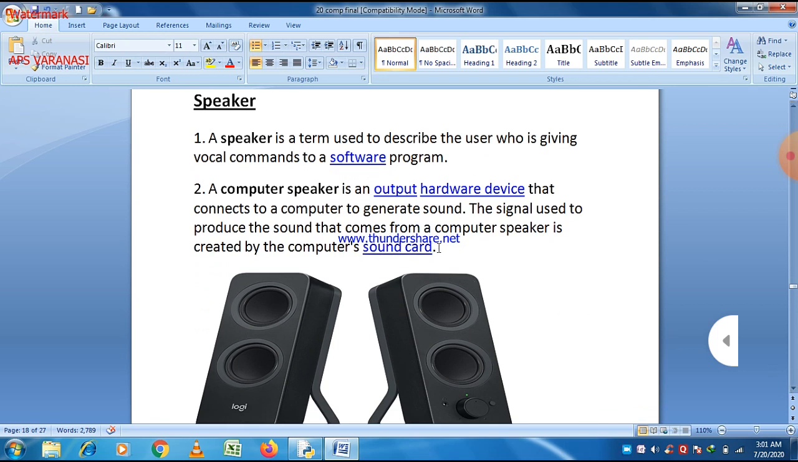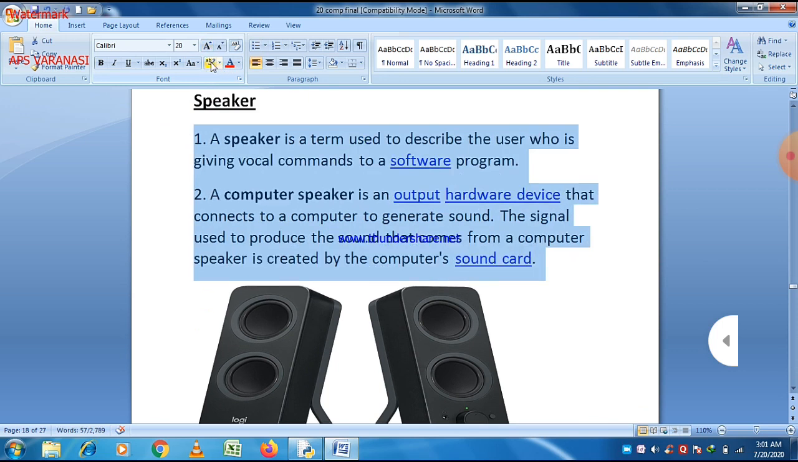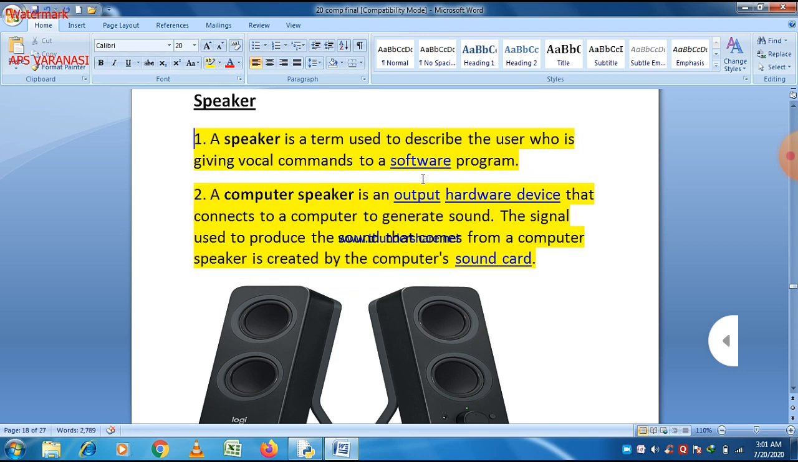Now our last output device is the speaker. And the speaker is an output device. Why is the speaker an output device? Because using a speaker we can get sound from our computer system. So the speaker is also an output device here, and you can see the diagram of a speaker here. This is a diagram of a speaker, and speaker is also a term used to describe the user who is giving vocal commands to a software program.